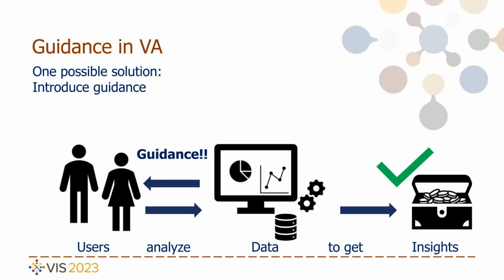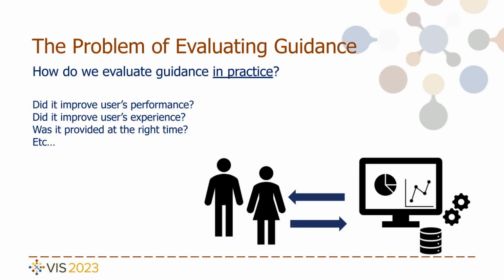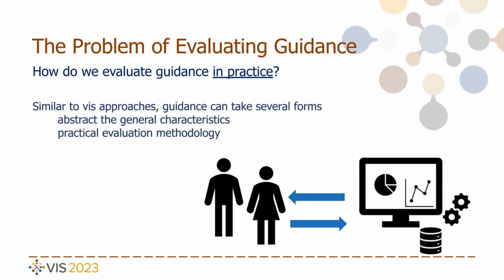In the past, we already characterized guidance and analyzed different factors affecting the guidance generation process. However, how to evaluate the effectiveness of guidance in practice remains an open challenge. What does it mean that the guidance was effective for the user? Does it mean that it improved their performance? Does it mean that it improved their overall experience? Similar to what happens for visualization approaches, their effectiveness depends on many different factors. What we want to do in this work is to abstract the general characteristics that contribute to the effectiveness of guidance, and subsequently derive a methodology to evaluate those characteristics in practical scenarios.